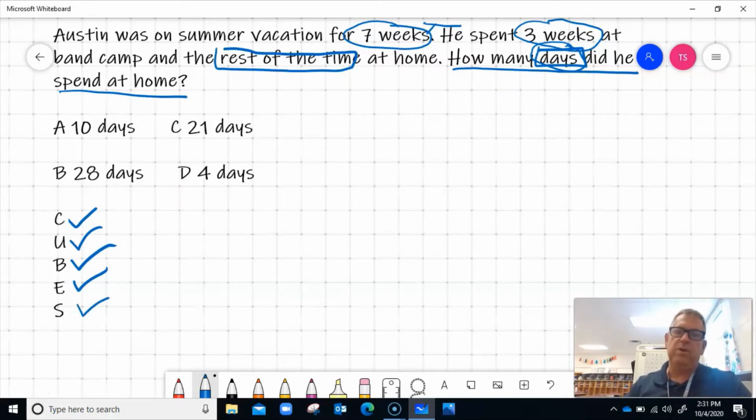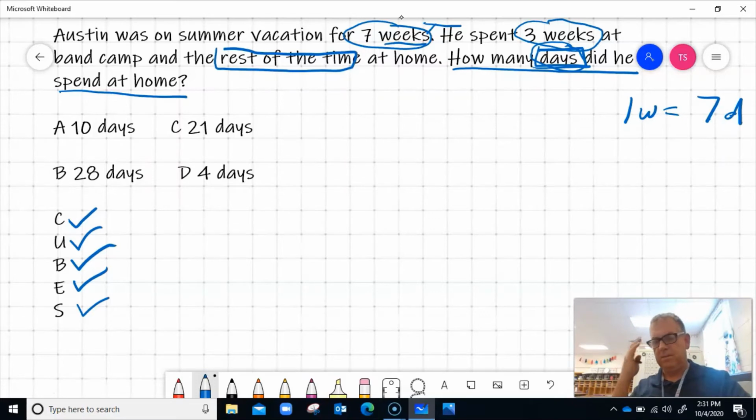So one other thing with evaluating, I'm going to write a little note over here, because since my question's talking about weeks and I need to figure out about days, I need to make some sort of conversion. And basically the conversion I'm going to do is 1 week equals 7 days, because there's 7 days in a week. Just put a little abbreviation. So I need to remember that at some point I need to convert from weeks to days.